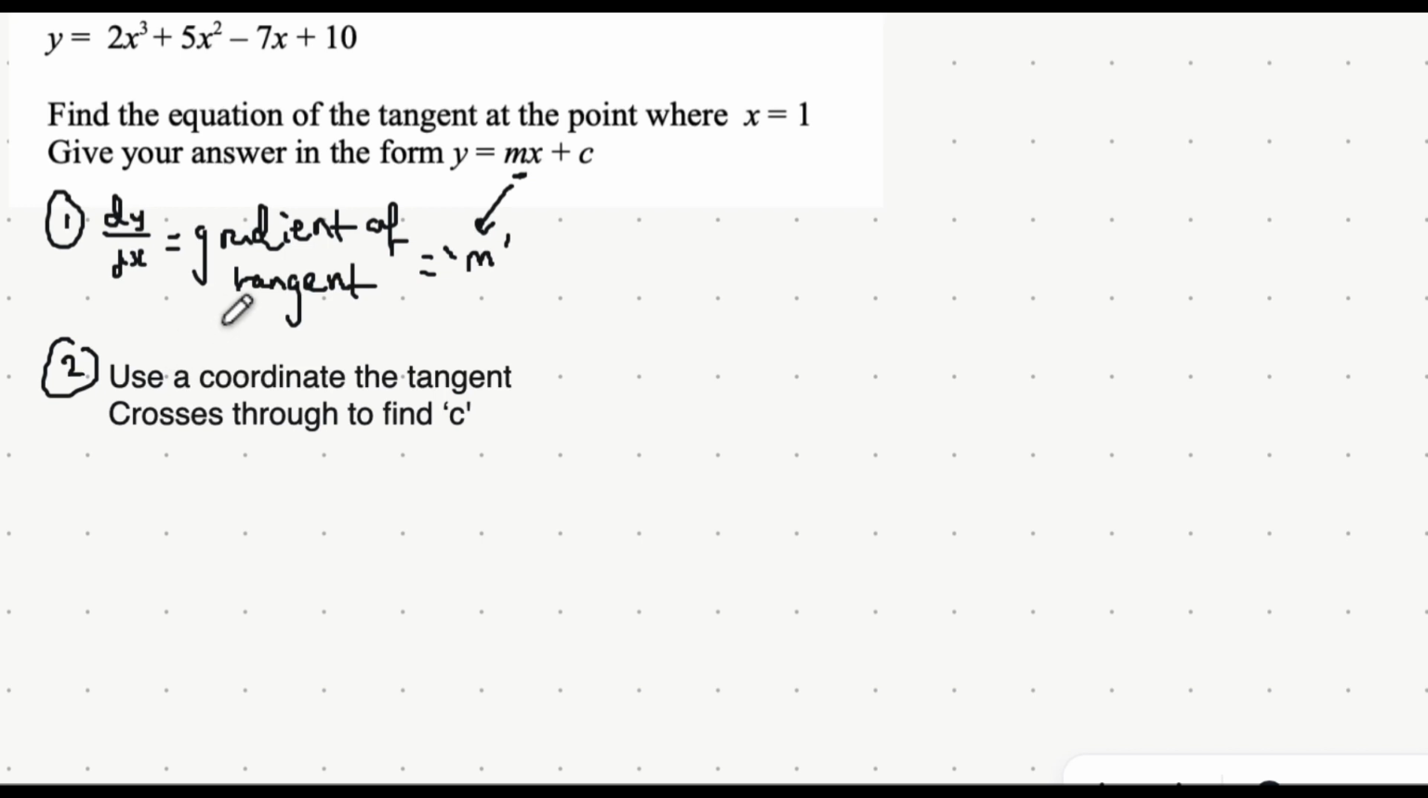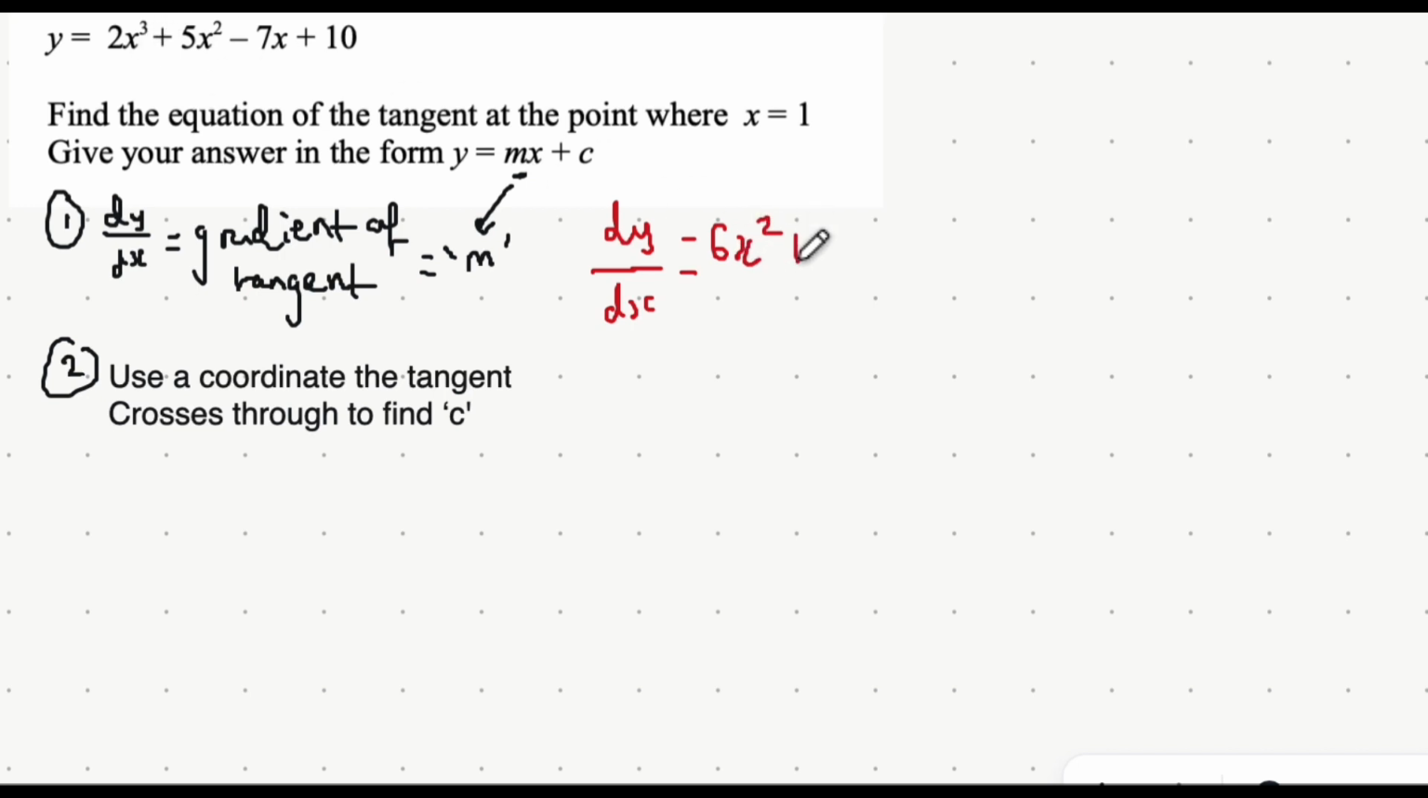So I've made a few prompts here. You can have a go at a question if you'd like yourself. Dy dx, when you differentiate the curve, that will get you an expression that tells you what the gradient of the tangent is at any point. So let's do that. You do the power times the coefficient. 3 times 2 is 6, x, and then subtract 1 from the power.